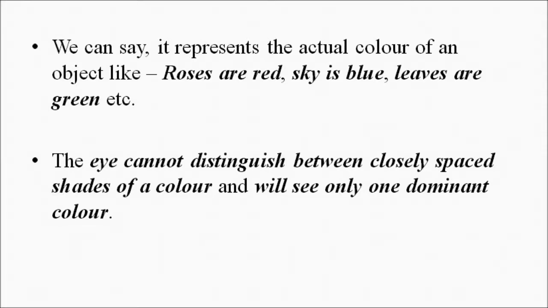Similarly, we say sky is blue, so that red, that blue, that green color of leaves, red color of rose, that is called the hue. It is the dominating color, the dominating wavelength that reaches the human eye. The human eye cannot make out separately the closely spaced shades of color, separated by a narrow or small fraction of wavelengths.